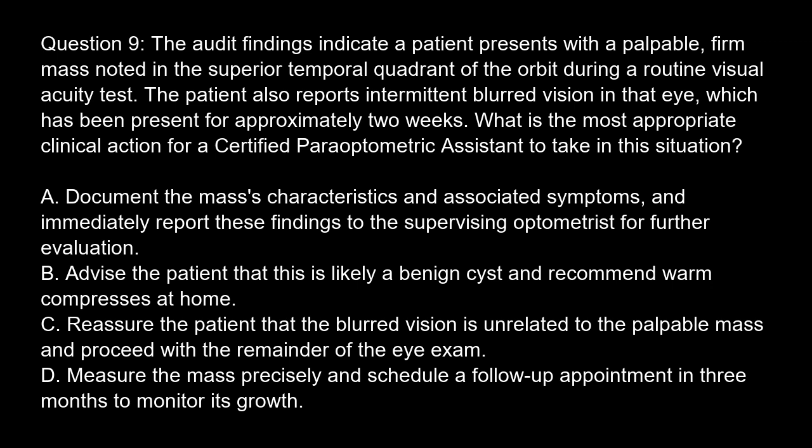Option A. Document the mass's characteristics and associated symptoms, and immediately report these findings to the supervising optometrist for further evaluation. Option B. Advise the patient that this is likely a benign cyst and recommend warm compresses at home. Option C. Reassure the patient that the blurred vision is unrelated to the palpable mass and proceed with the remainder of the eye exam. Option D. Measure the mass precisely and schedule a follow-up appointment in 3 months to monitor its growth.